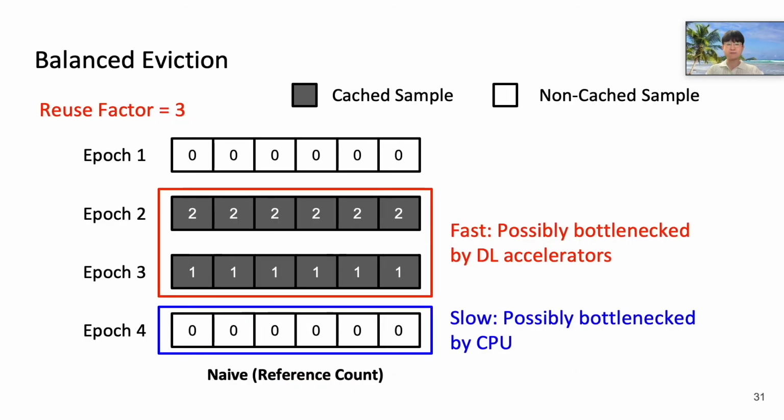Now, we explain the balanced eviction, an eviction algorithm that balances the number of cache misses across epochs. First, we assume that Revamper adopts a naive reference count algorithm. In the second and the third epoch, all the training samples are cached and thus data preparation can be done very quickly. However, in the first epoch, cache miss occurs for all the training samples. This unevenness can cause suboptimal computation overlap between the CPU and the DL accelerator.